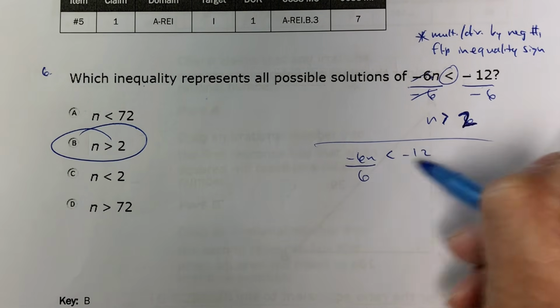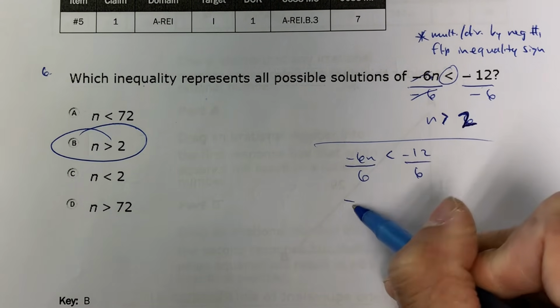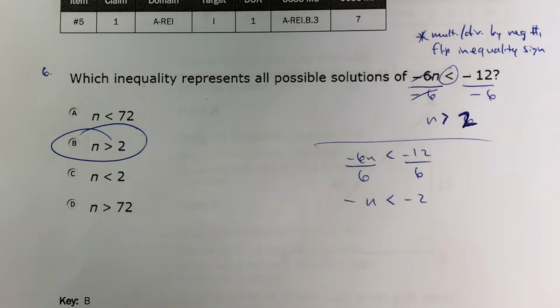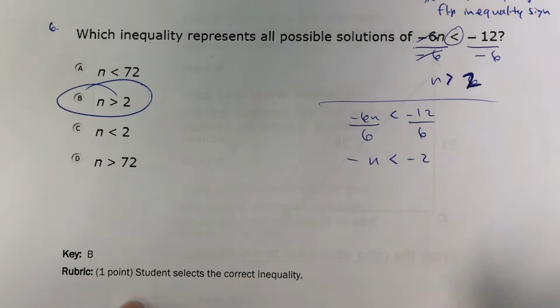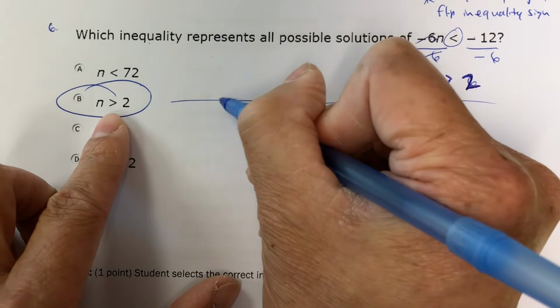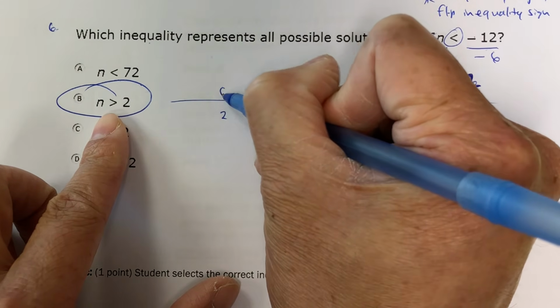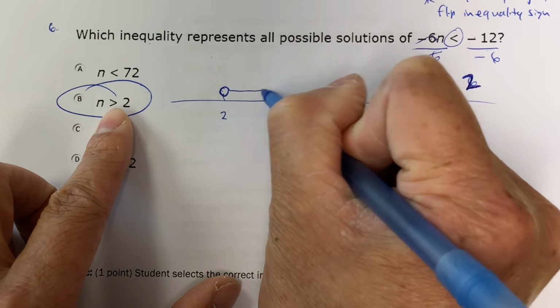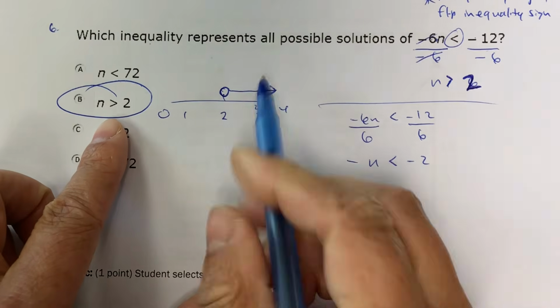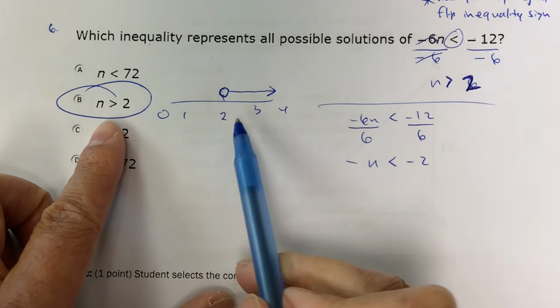If you divide by just 6, you have the opposite of n is smaller than -2. And then you're just thinking of opposite numbers. So this one is basically telling us numbers that are greater than 2. So that means you could pick any number such as 3 or 4 to get a solution.